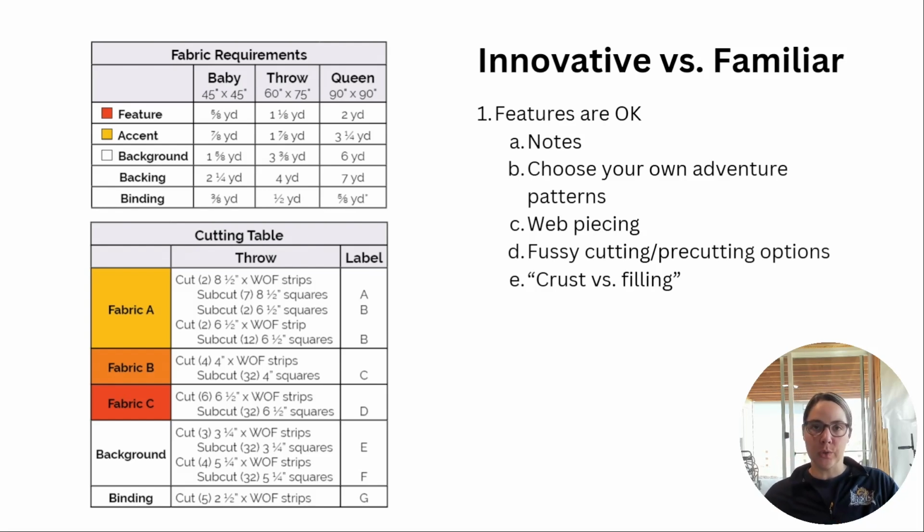If you really want to include directional prints, fussy cutting, or pre-cutting options that are well above and beyond what typical patterns have, that's totally okay, right? It's a great way to express your personality and creativity. I've even seen some designers use this crust versus filling notation for the quarter circle, Drunkard's Path curved units, right? So the filling is the center convex arc, and the outer arc is basically the crust, which I thought was a really cute way to refer to it. That just adds some personality and quirk to your pattern that makes it uniquely yours. I think those are all perfectly fine places to be a little bit creative and innovative.